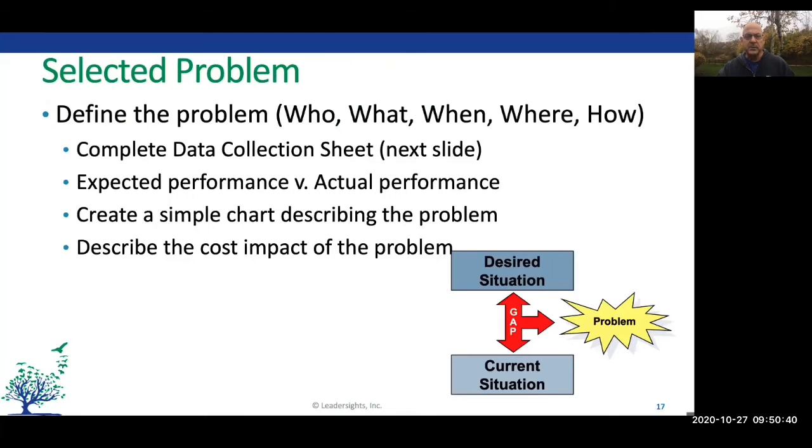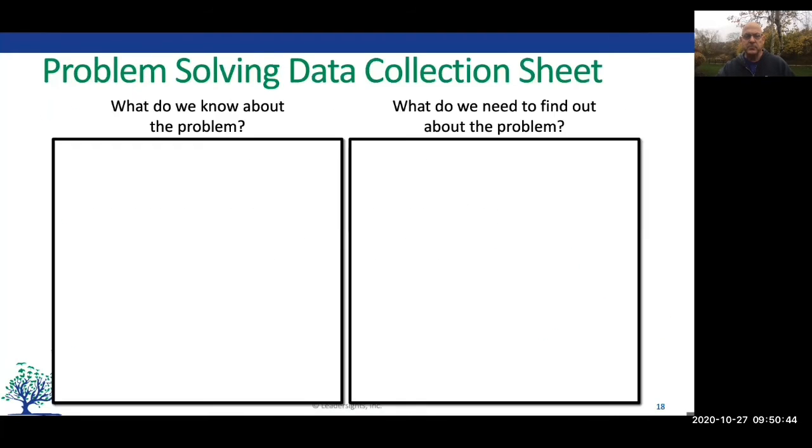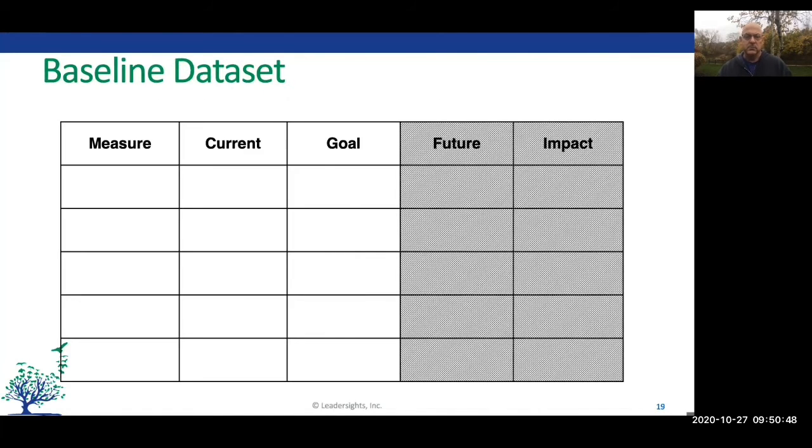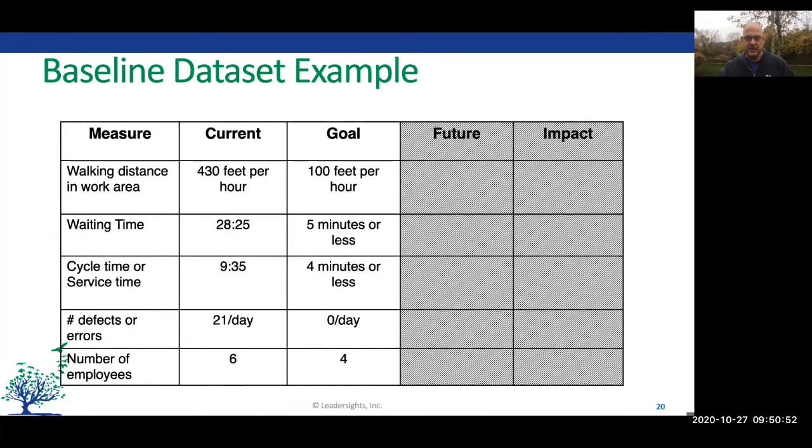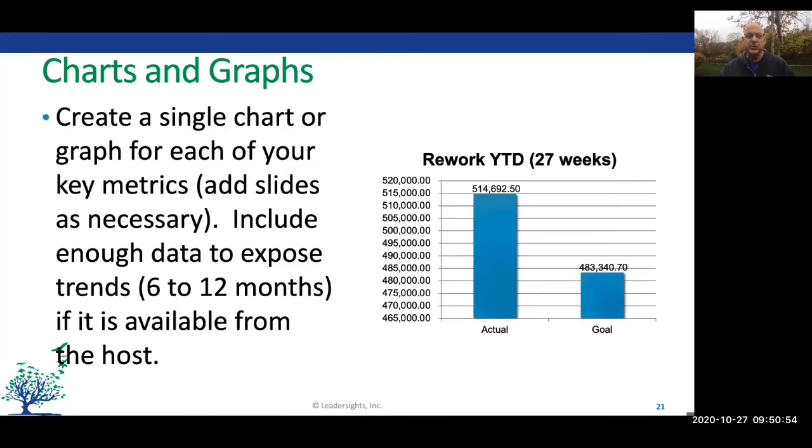Potential problems list. How to think through this problem. The data collection sheet that says what we know, what we need to know, and then a baseline data set. You can put whatever else you want in this thing, because this is what the team's going to use to kind of keep track as they go through.